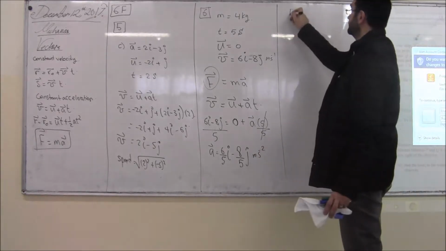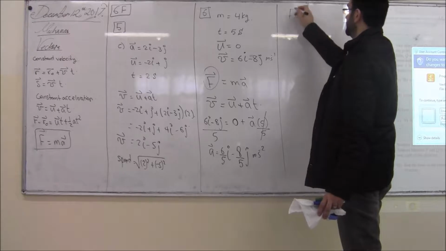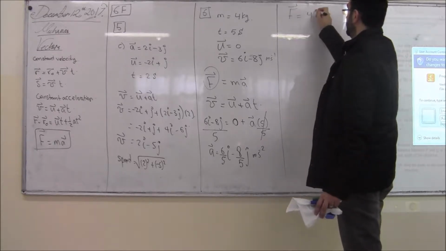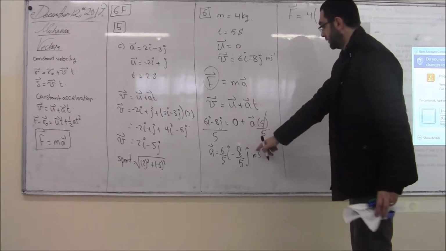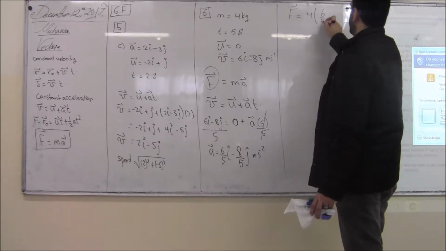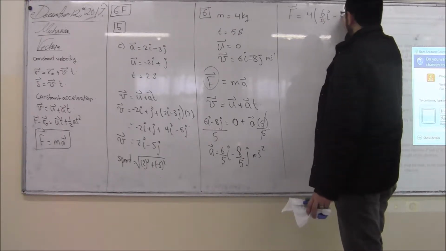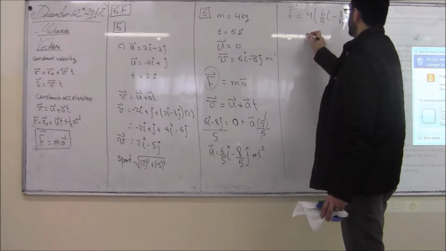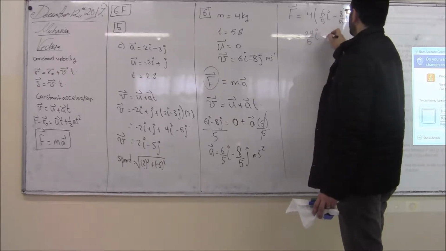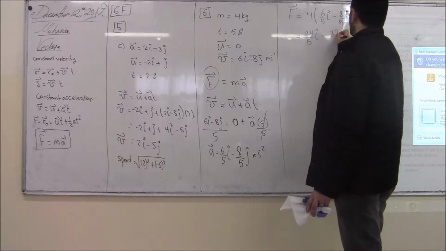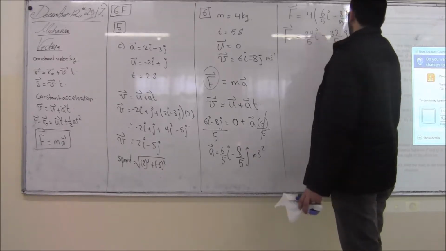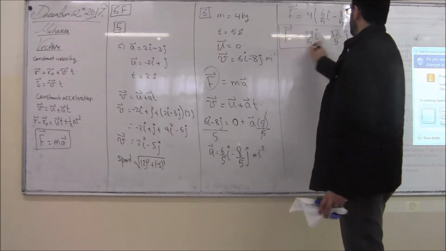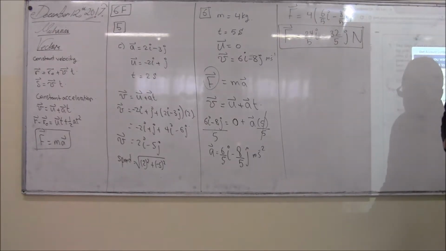Now F equals mass times acceleration, direct substitution. Mass is 4 times 6 over 5 i minus 8 over 5 j. This will be 4 times 6, 24 over 5 i minus 32 over 5 j. This is the force.